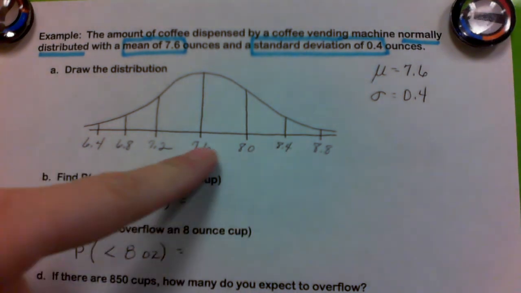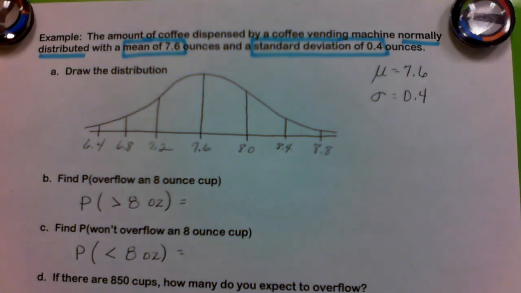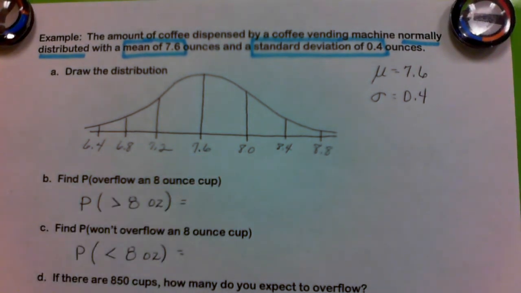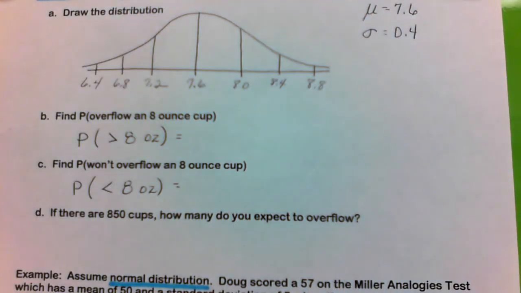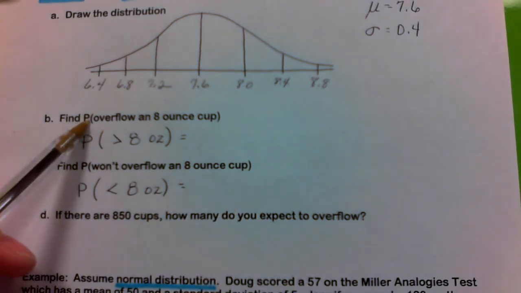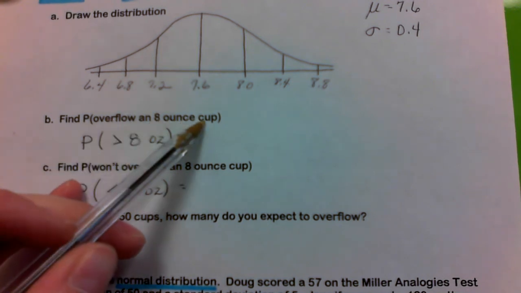So this is talking about how many ounces are poured into the cup at a vending machine. The average is 7.6 ounces. Then it asks these problem-specific questions. It says, find the probability that the vending machine will overflow an 8-ounce cup.